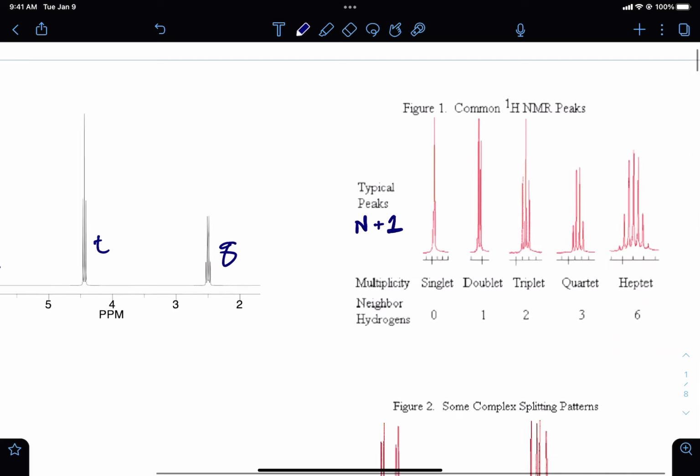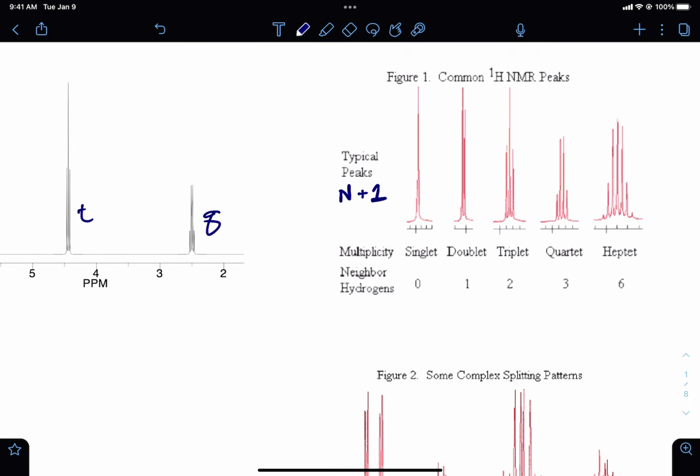Just to show that, on the top, in this figure 1, we have the normal types of splitting. Singlet, which is no splitting, but then we have a doublet, a triplet, a quartet, a heptet, and we're going to use these numbers in a minute. The number of neighbors, or the number of interactions, is what's causing that signal. So a singlet means there are no neighbors. So that proton is not being affected by anything else, so it shows up as just a single peak. But if there's one neighbor, that proton is being affected by its neighbor, and so it shows up as a doublet. Or if you have 2 neighbors, 2 interactions, it shows up as a triplet, or 3 interactions, it shows up as a quartet.